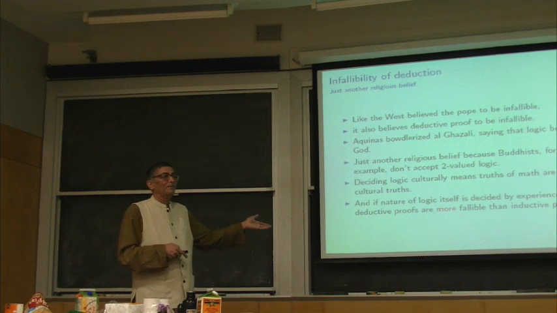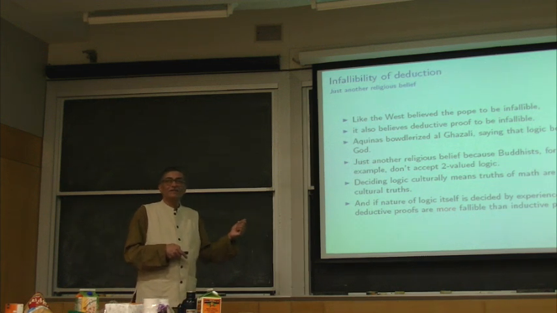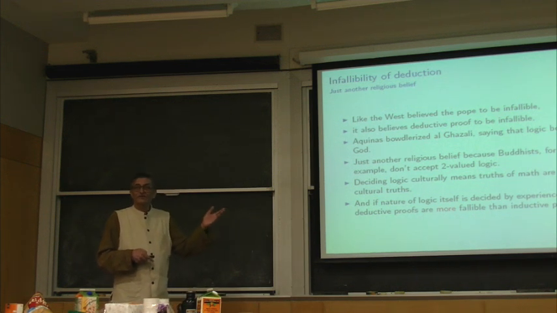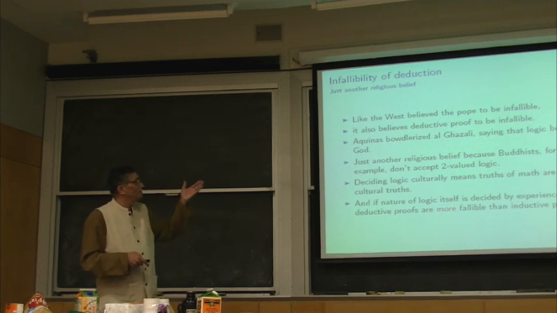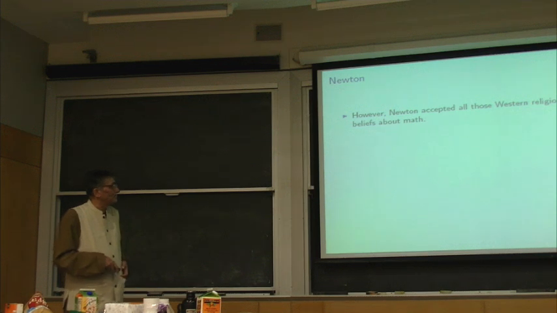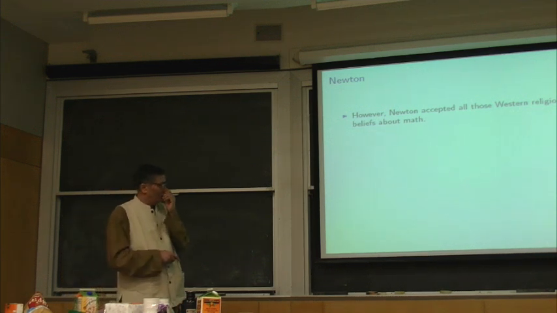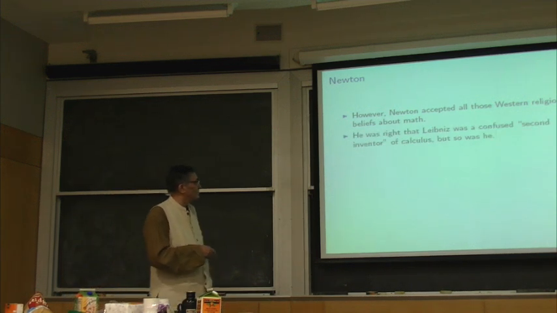It's more fallible than empirical proofs because it's based on them, right? Or it's cultural truth. So your idea of deduction as infallible is just another religious belief. But Newton accepted all of that.